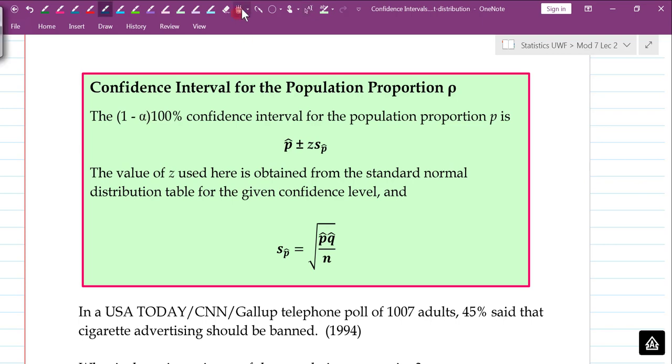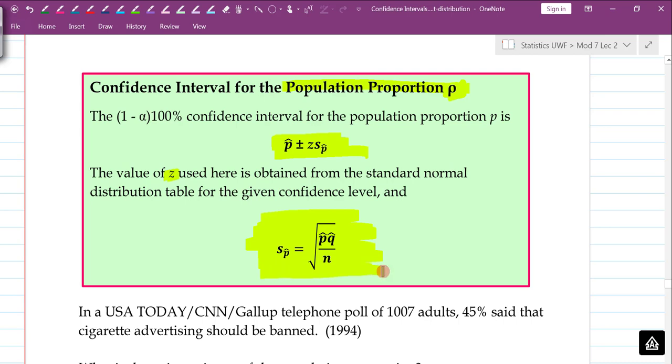So the confidence interval for the population proportion, which is denoted right here by this P, is equal to p hat plus or minus Z times the sample standard deviation about the proportion. The value Z is used here to obtain the standard normal distribution table for the confidence level given, and then we have our standard deviation about the population proportion is this formula right here.